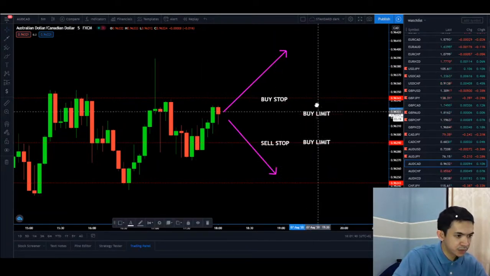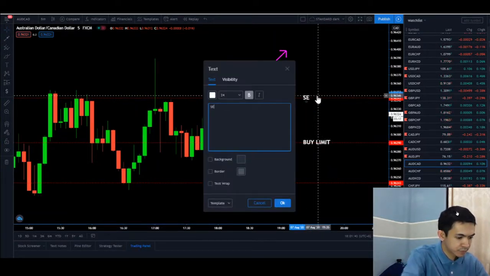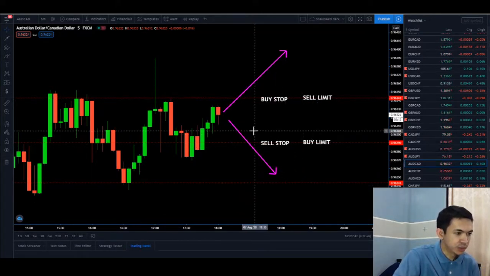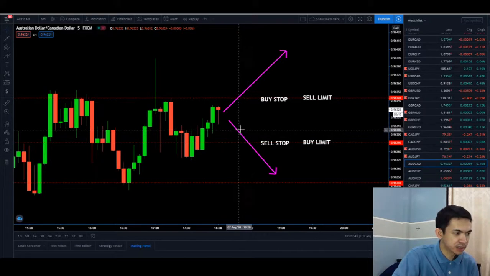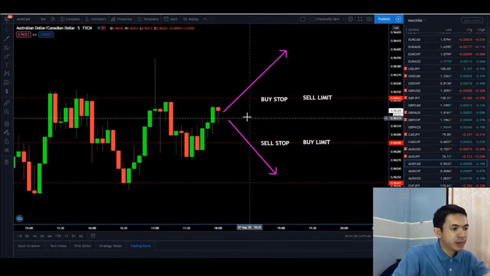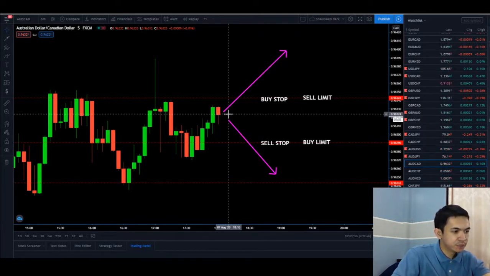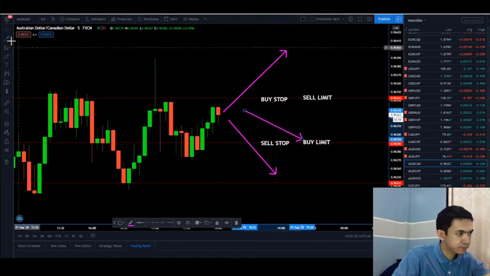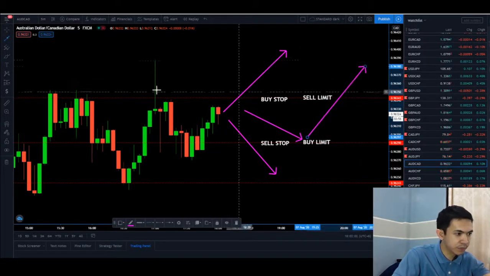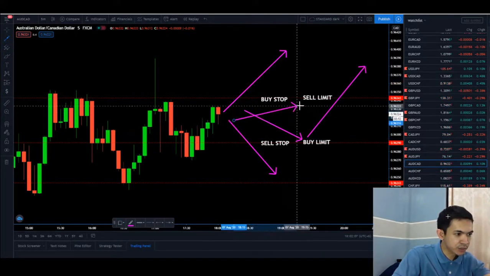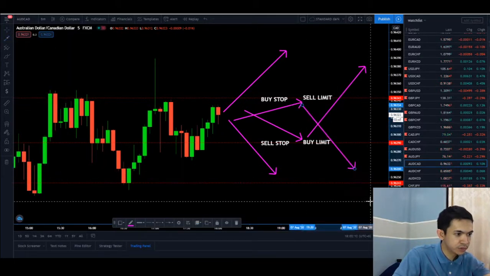And sell limit, right? So again, as I will recall, for buy limit, you're expecting the price to temporarily move down before it goes up, right? For sell limit, you're expecting the price to temporarily move up before it goes down, right?